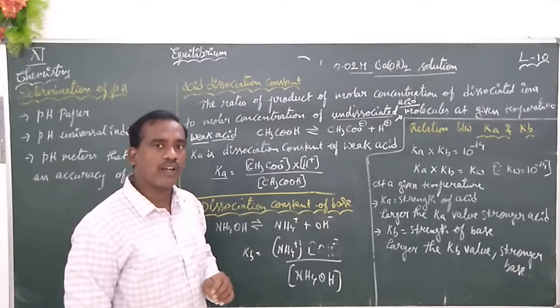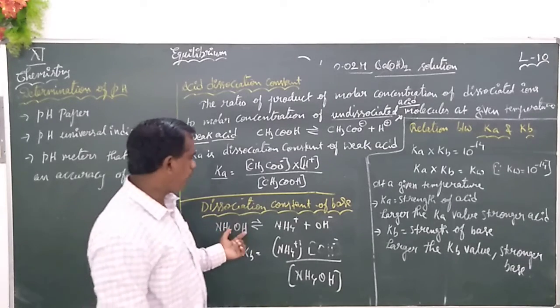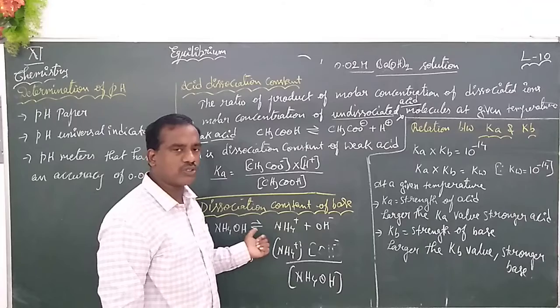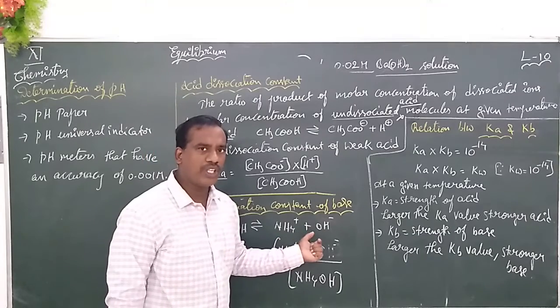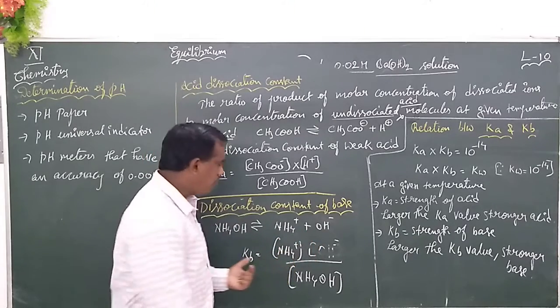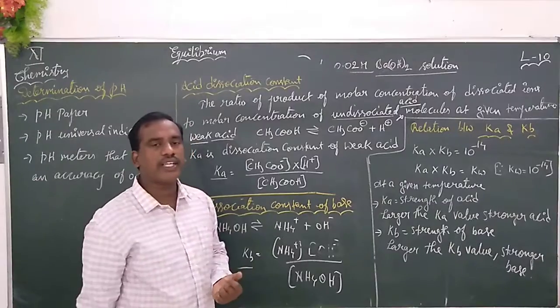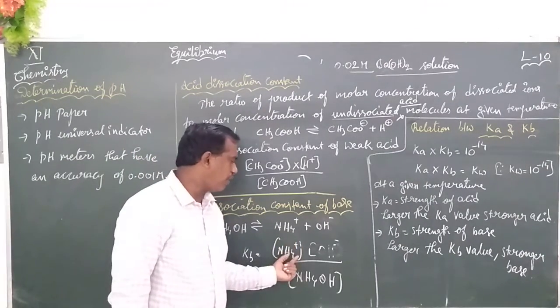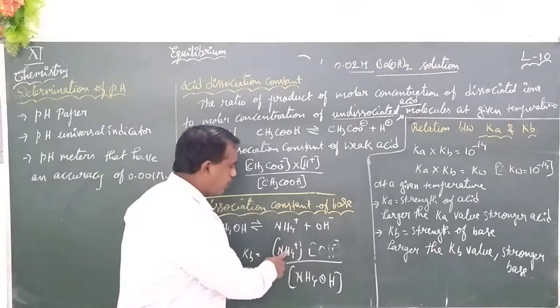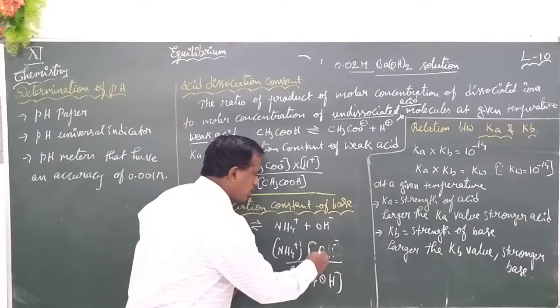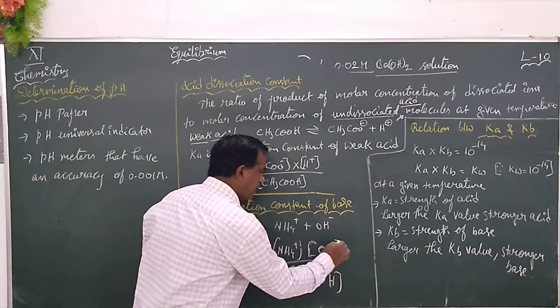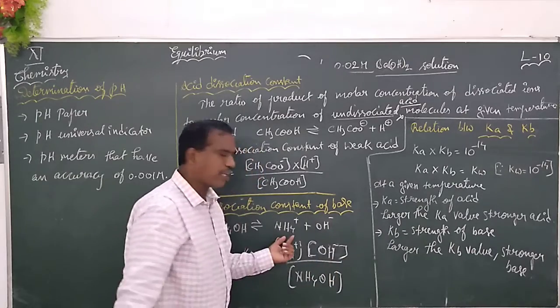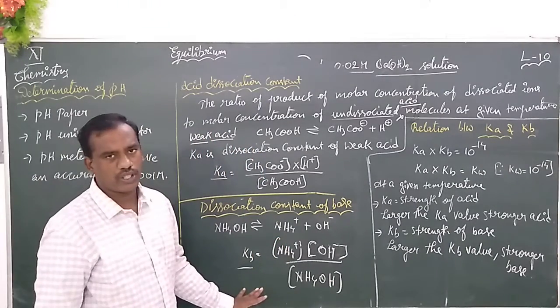We know ammonia is one of the weak bases. So ammonium hydroxide, which is a weak base, on dissociation will give NH4 plus and OH minus. The same we will apply, but in notation we change to Kb. It is equal to the concentration of the products. What are the products here? NH4 plus and the concentration of the OH minus ion, upon NH4OH.